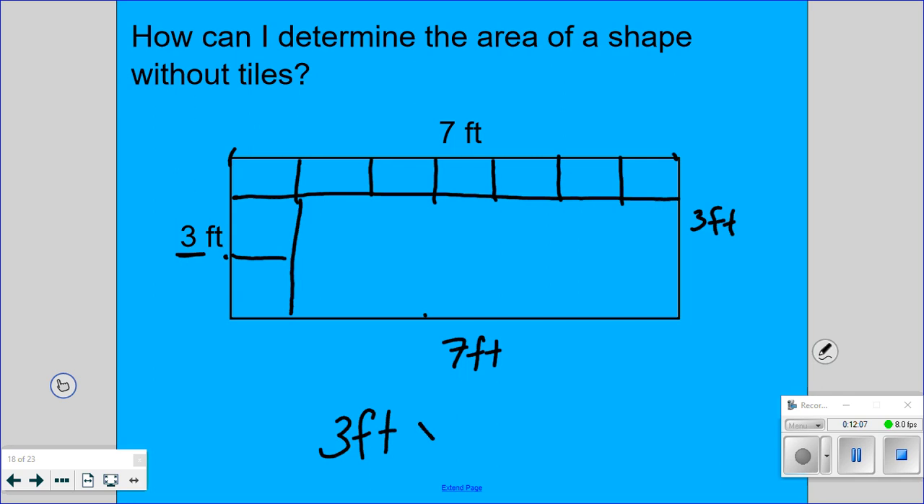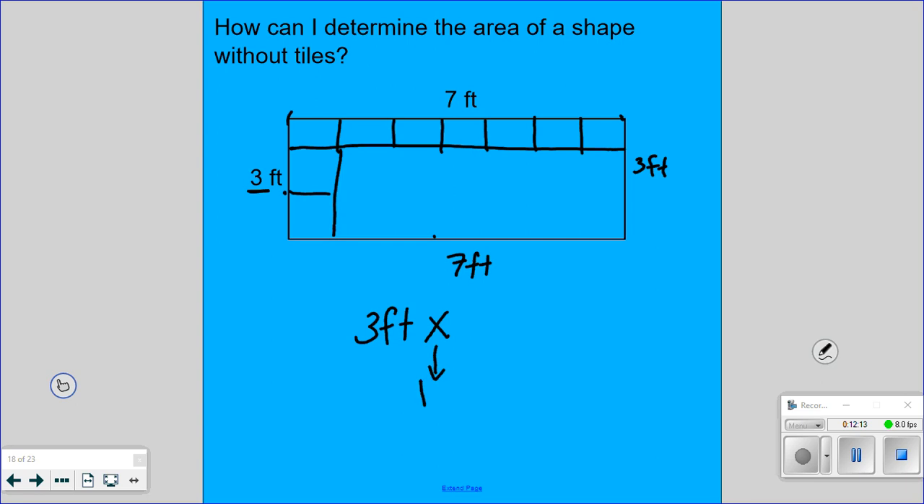This is a 3-foot by, this symbol can also mean by, and times, and groups of, 7 foot. This is a 3 by 7 foot rectangle. There's a reason we use that symbol that we know for multiplication, because I can use multiplication to figure out my area.